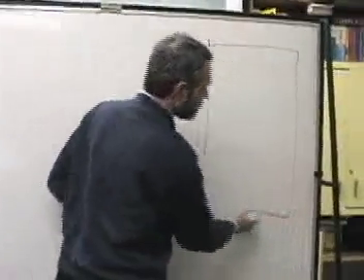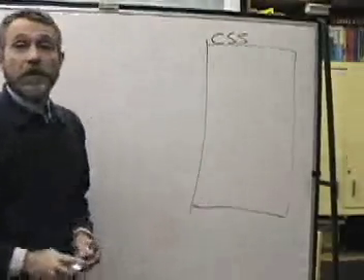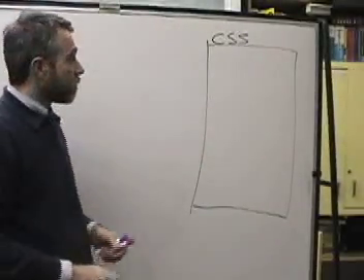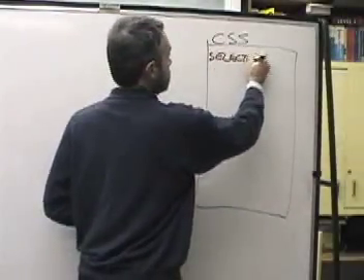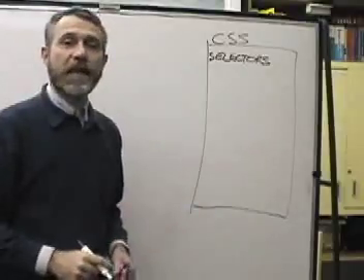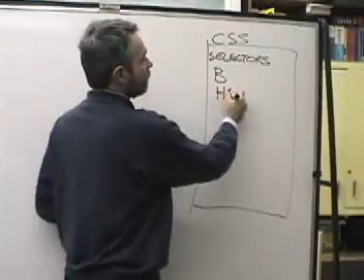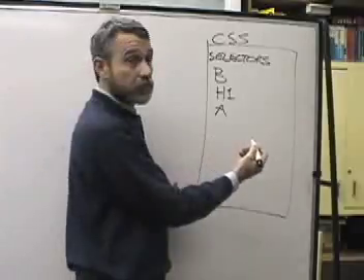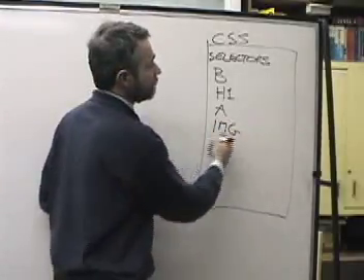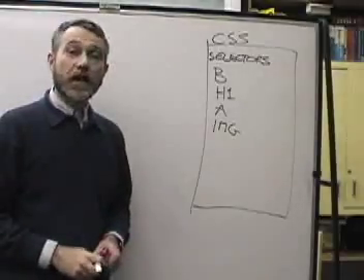Just like any language, CSS has vocabulary. So, first we have selectors. The selectors are the HTML tags. For example, B for bold, H1 for header, A for anchor, IMG for image, and so on. Any and all HTML tags are selectors.